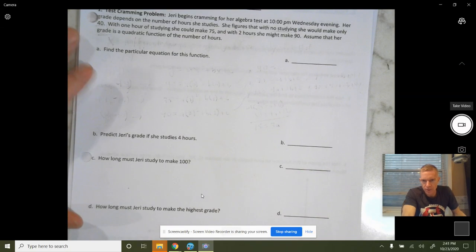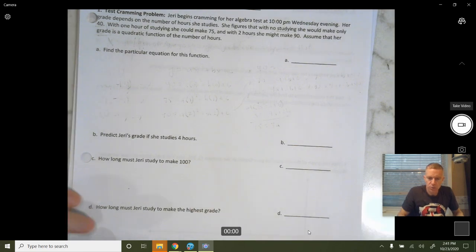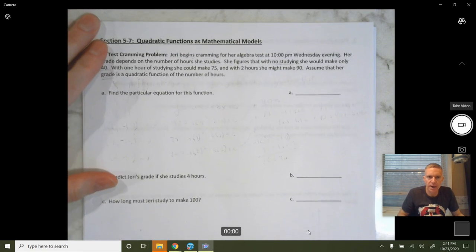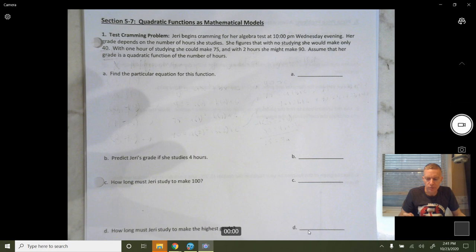Good morning, everybody. Okay, so we're going to go through 5-7, which is pages 114 and 115 in your packet. I'm going to try to go through these a little quicker. I'm getting some feedback that some of my videos are a little bit long, and that you can go back and look at it if I'm talking too fast.